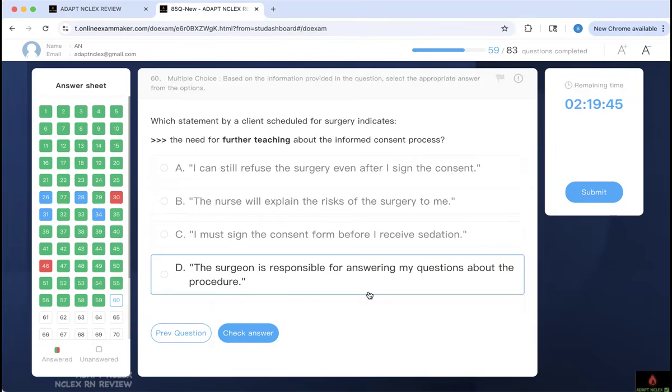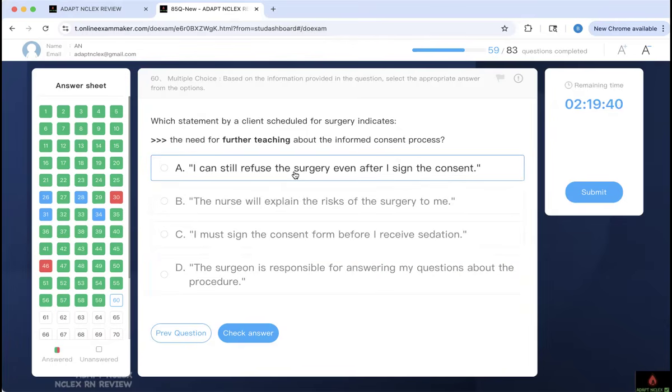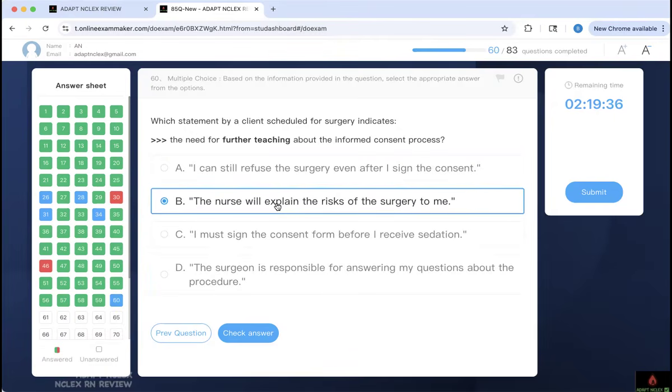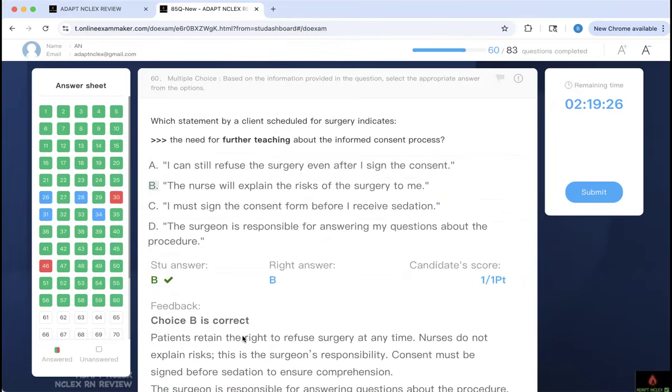What is your answer? Of course, you can refuse anytime you want, even if you sign the consent. But the nurse cannot explain the risks of the surgery. The doctor will do that and will be responsible for the details of the procedure. And you have to sign consent before you get sedation.